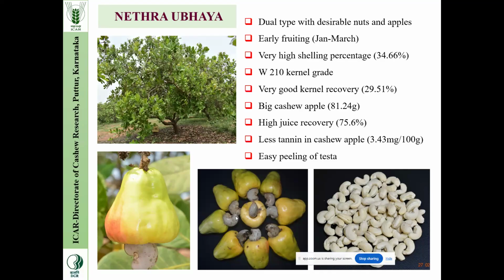And the nut is also a big size nut, with W210 grade kernel. So it is named a dual purpose variety. It is early fruiting in habit, and we can expect a very high shelling percentage of 34.66%, and W210 grade kernels out of it. There is very good kernel recovery, big cashew apple, high juice recovery, and less tannin content.